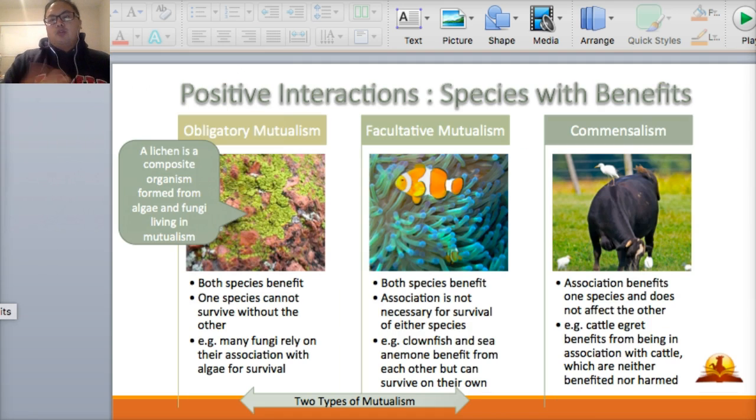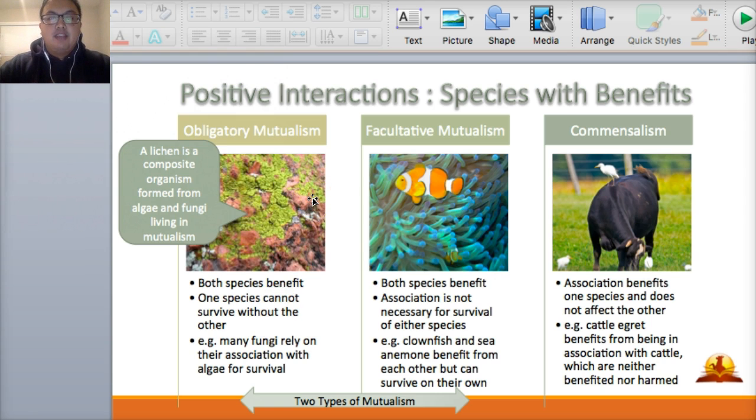So you may be wondering, what is a positive interaction? Well, there are three types we could talk about. One's called obligatory mutualism, where both species benefit, and one species cannot survive without the other. So for example, fungi and algae, which rely on each other for survival.